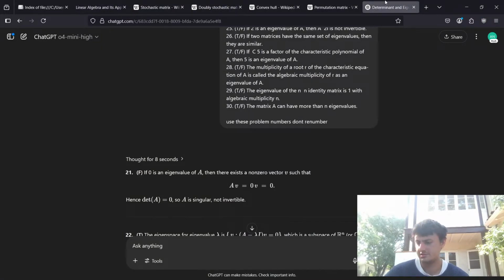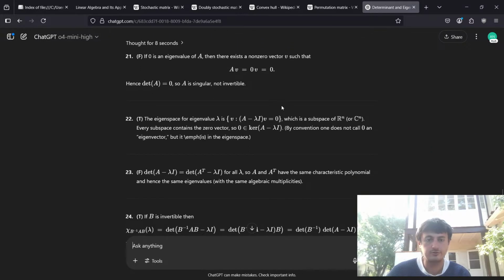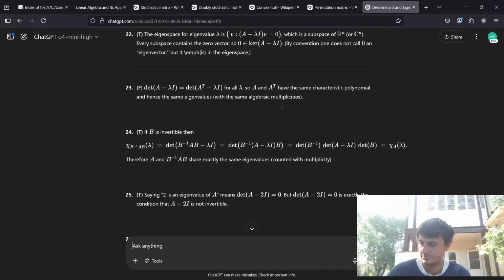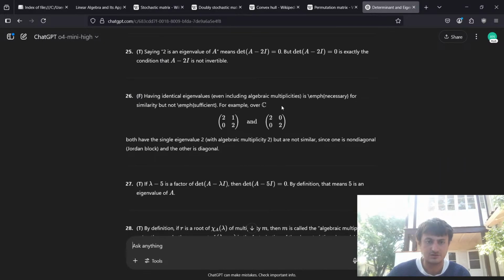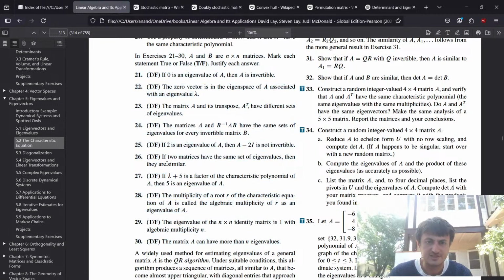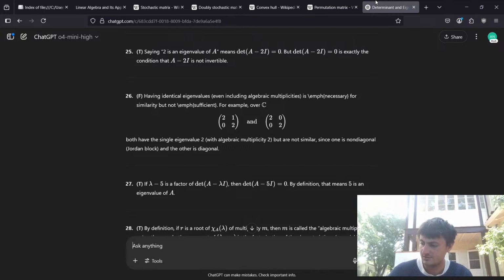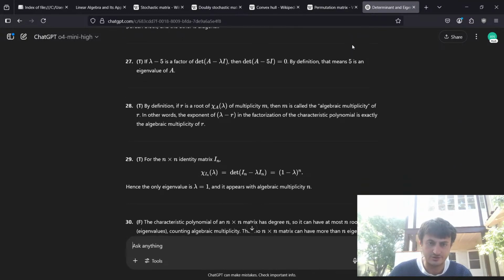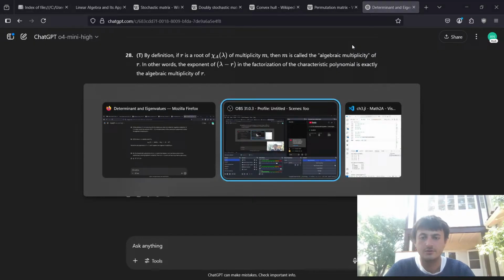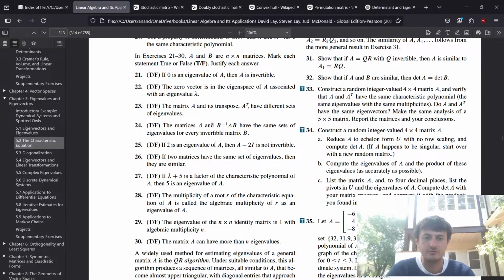Okay, 21 is false. 22 is true. 23 is false. 24 is true. 25 is true. 26 is false. 27 is true. Oh, but you know what? This is lambda minus 5, but this is lambda plus 5, so it's actually false. 28 true. 29 true. 30 false. Okay, cool. You gotta be careful. It transcribes some of the math wrong. All right.